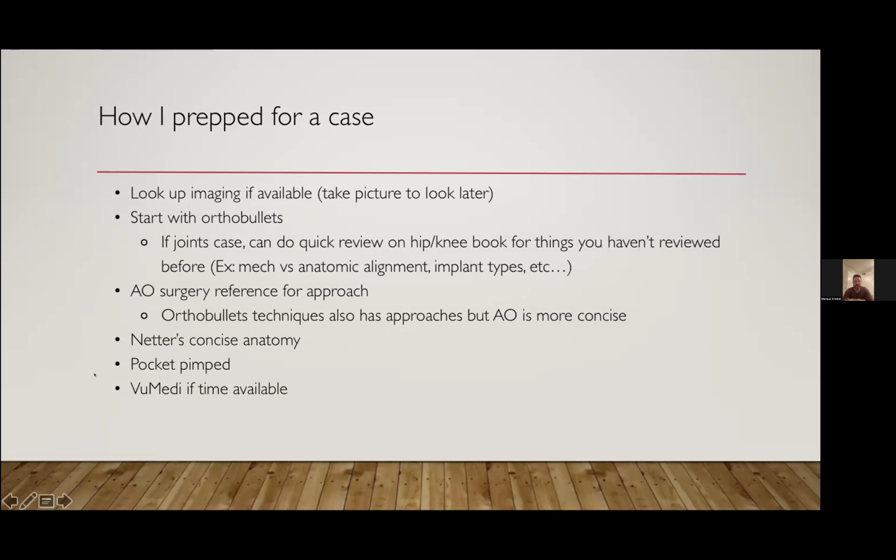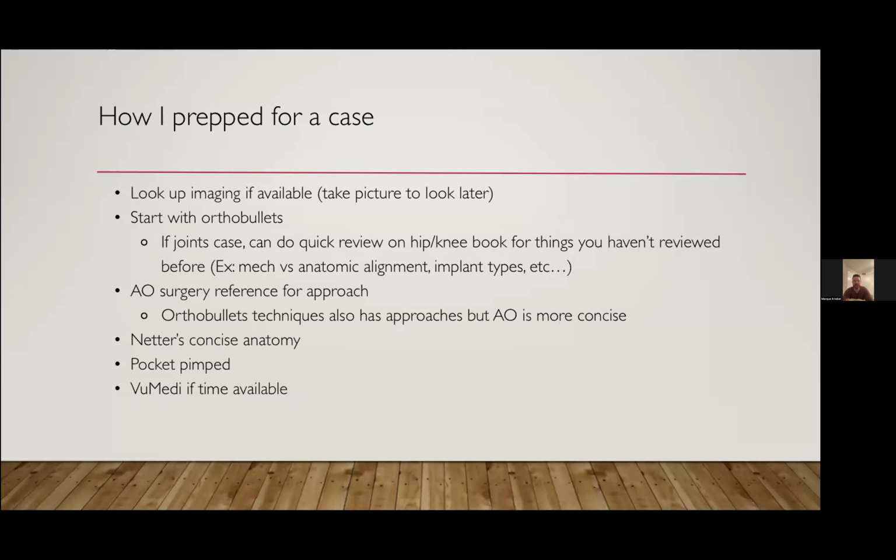If it's a joints case, you can do a quick review of the hip and knee book for things you maybe haven't learned before. For example, mechanical versus anatomical alignment, or the different implant types for total hips. AO Surgery Reference is great for approaches. OrthoBullets' technique side of their website has approaches, but sometimes AO can be a little bit more concise and a little bit more digestible. So that was typically where I started.